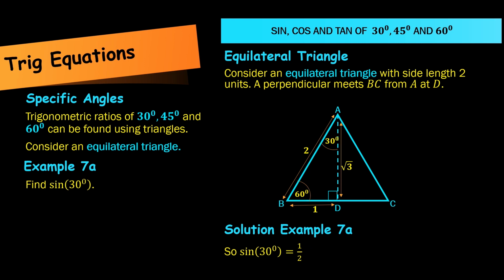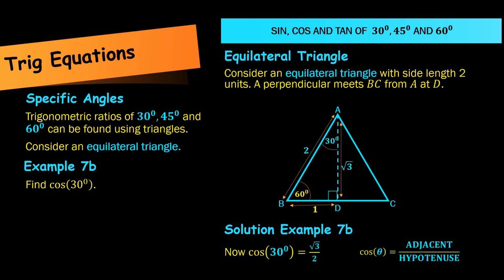Now let's solve part B. We are required to find cos 30 degrees, and we're going to use the same diagram as we did previously. This time, we're using the formula cos theta equals adjacent over hypotenuse. And again, in our example, we're considering 30 degrees as our angle, as shown. So theta equals 30 degrees. The adjacent is equal to root 3. And of course, the hypotenuse is equal to 2. So cos 30 degrees equals root 3 over 2.